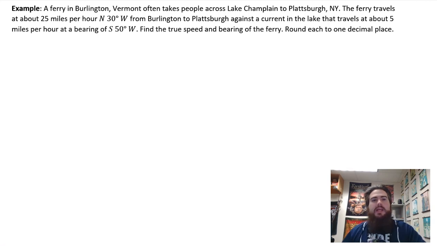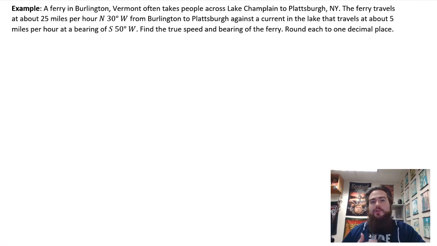In this example, we have that a ferry in Burlington, Vermont often takes people across Lake Champlain to Plattsburgh, New York. The ferry travels at about 25 miles per hour north 30 degrees west from Burlington to Plattsburgh against a current in the lake that travels at about 5 miles per hour at a bearing of south 50 degrees west.